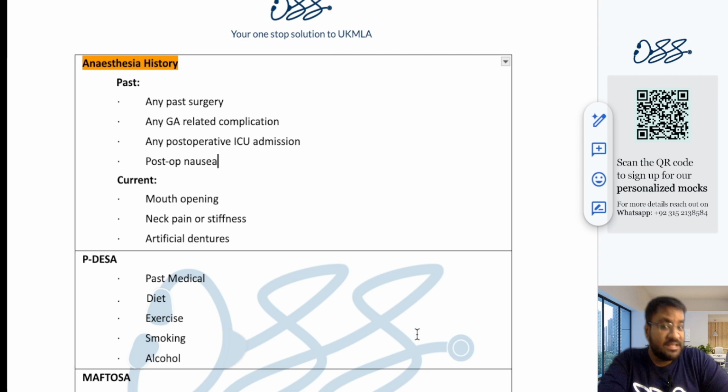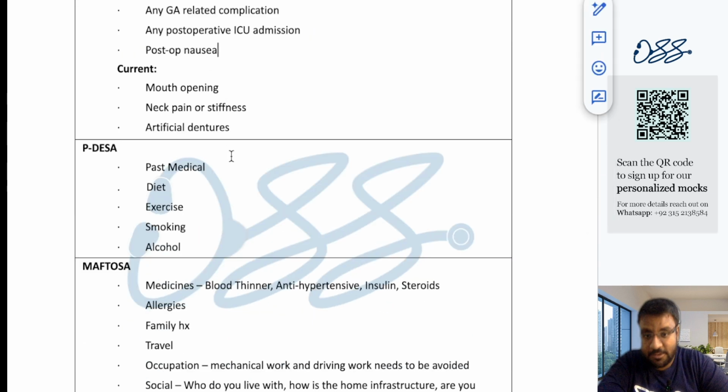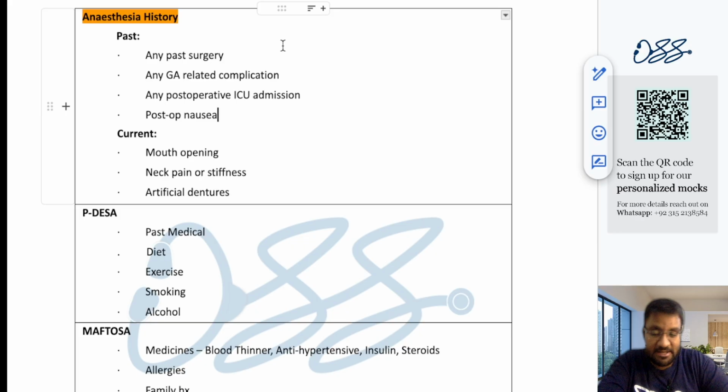By any chance, did you get admitted to the ICU after your operation or after your surgery? By any chance did you develop any nausea or vomiting after the surgery? All of these are anesthesia related questions that show that the patient may have had some complications in anesthesia. So this time, once we administer the anesthesia, we have to make sure that we are delivering it very safely, and we are monitoring the patient very closely for any complication, because the patient may be at a risk of getting admitted to the ICU after the operation. These are important parameters.